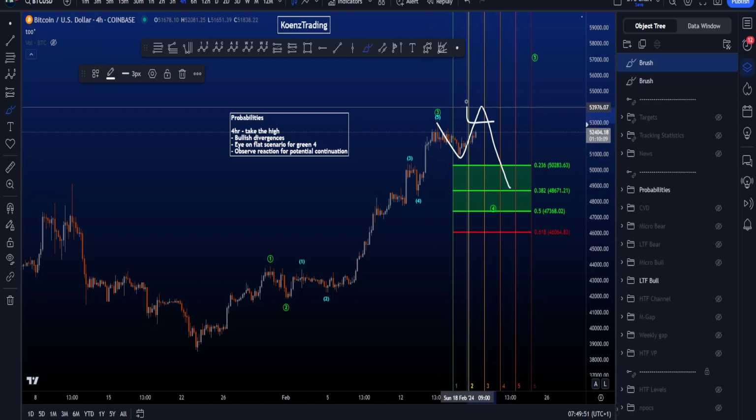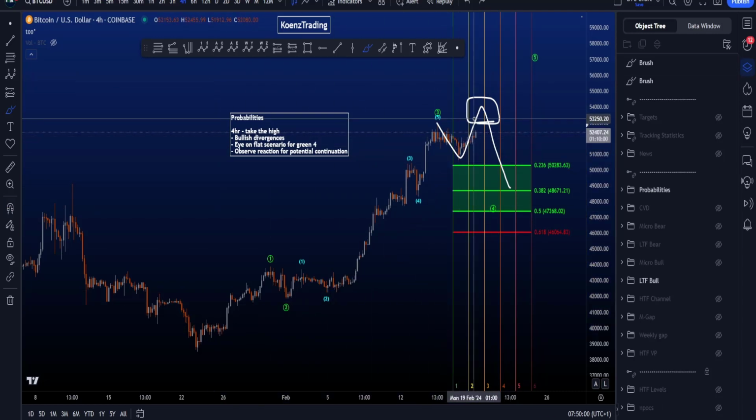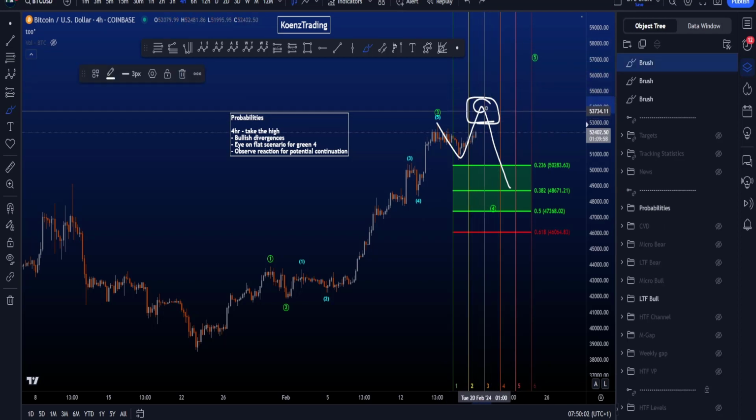However, if price takes the high and we start looking for a potential wave B in a flat, in an ABC, we have to be of course very careful, as we are in a trend to the upside, so there might be continuation instead of rejection for a wave C to the downside.